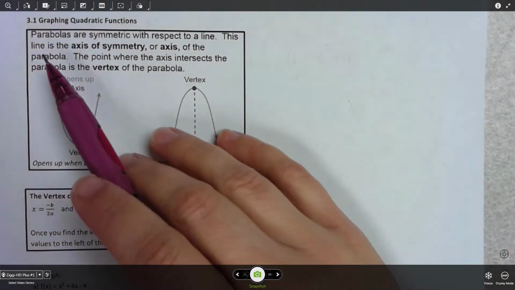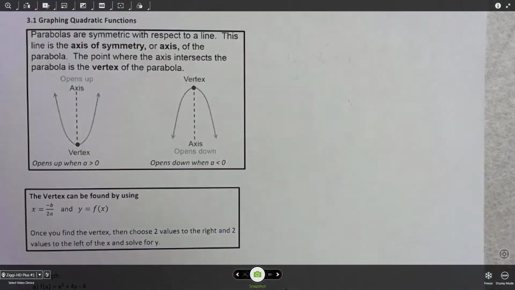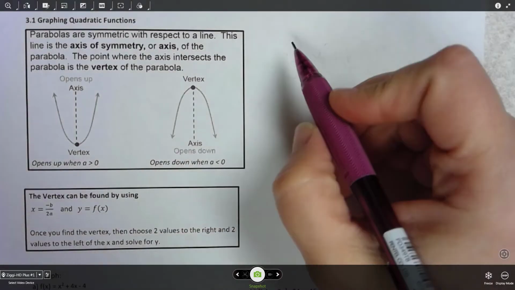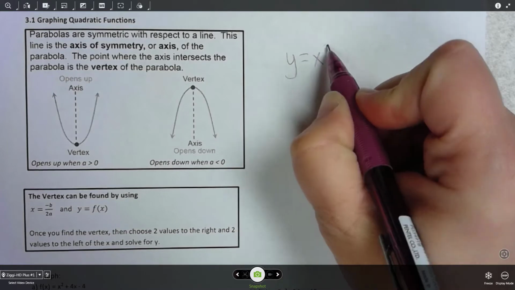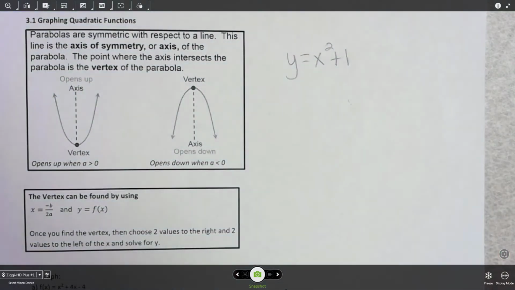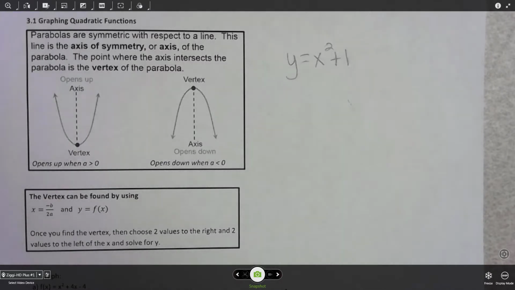This video will cover Chapter 3, Section 1, Graphing Quadratic Functions. Now, we've already graphed some quadratic functions back in Chapter 2, in Section 1, when we were graphing linear equations, square root equations, and some quadratics. They look something like y equals x squared plus 1. And remember, we found the vertex and then chose some points based upon what our vertex was.